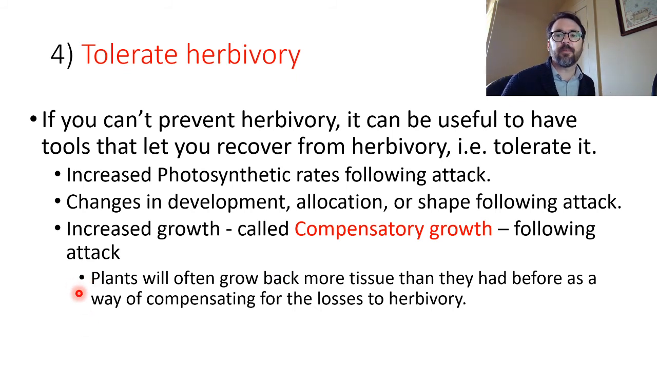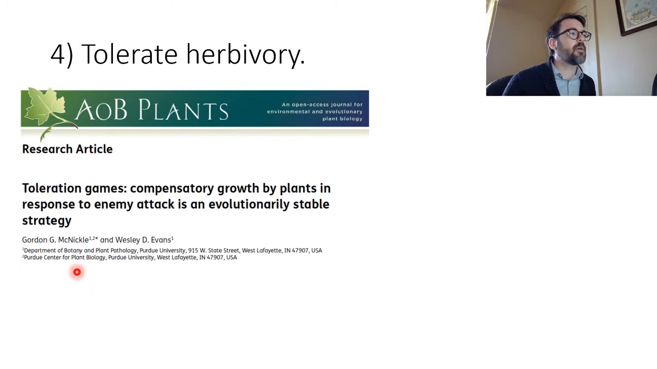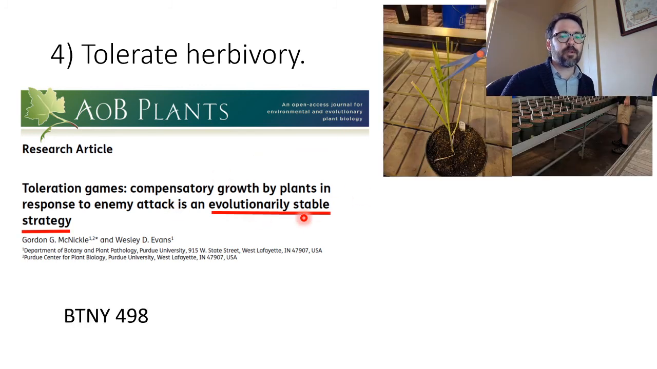And just a little self-plug, I've actually made a continuous game of this compensatory growth effect by plants. So we found the evolutionarily stable strategy. I actually want to point out that Wesley Evans was a botany major. He did Botany 498 with me. It was a research project.